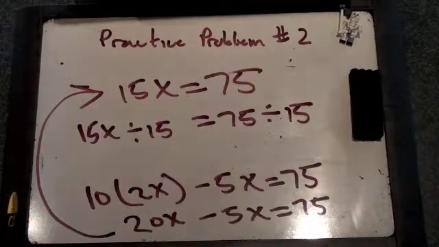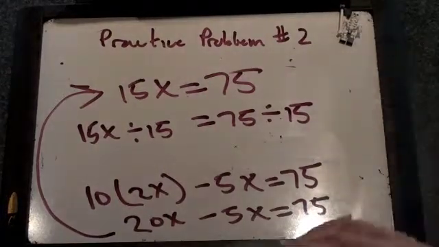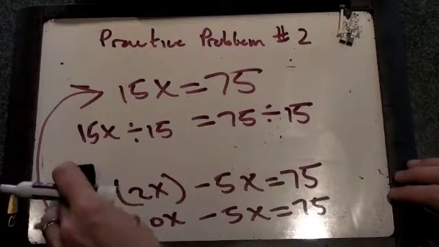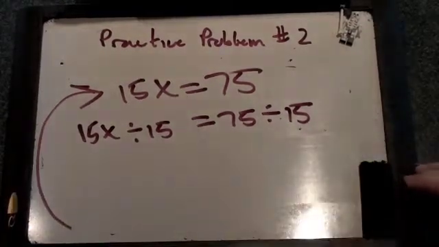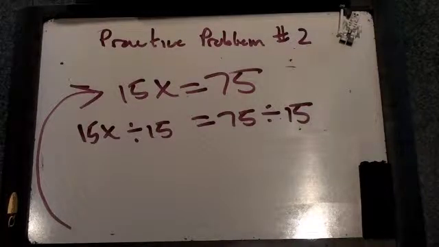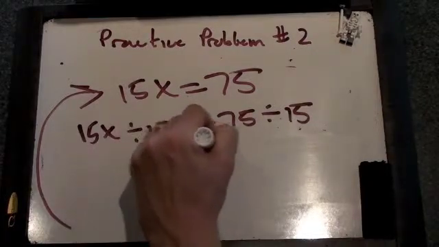So instead of doing long division, let's just see if we can figure out what 75 divided by 15 is. What's 15 times 1? 15. What's 15 times 2? 30. What's 15 times 3? 45. Keep going. And then 60. And then 75. Okay, so 15 times 5 is 75. All right, so x equals 5.